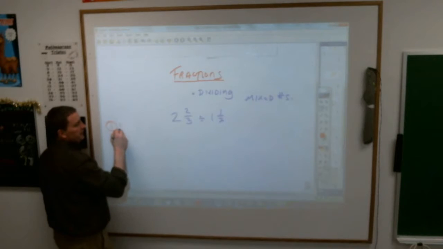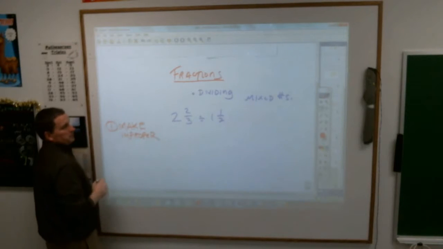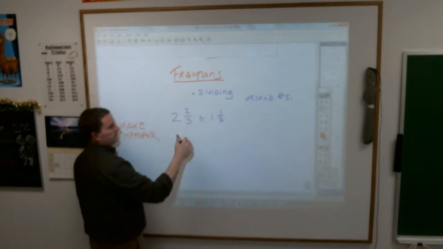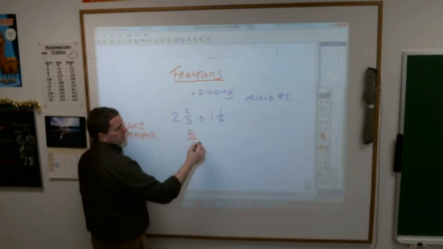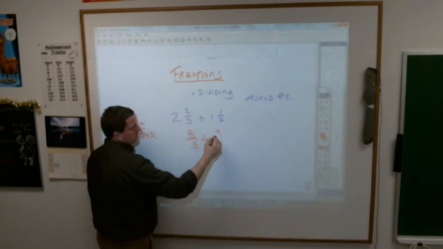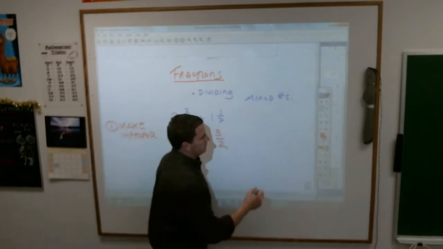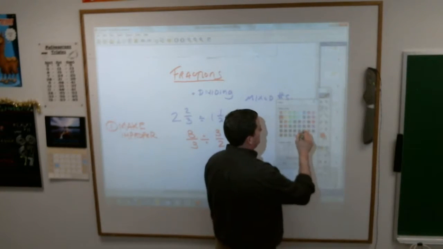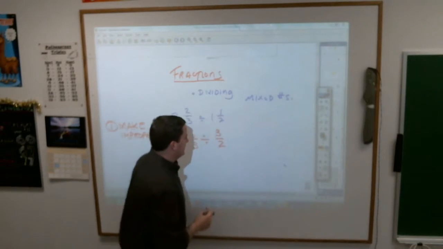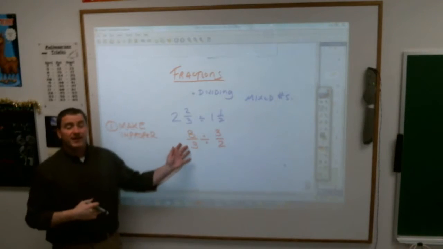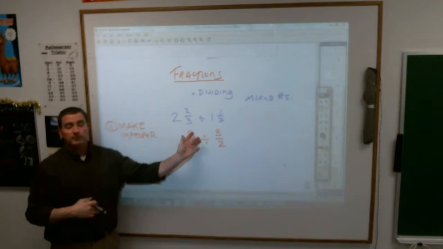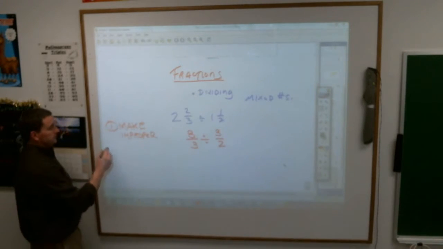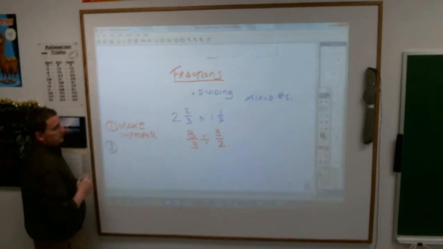The first thing you want to do is make them improper. Make improper. Which means you're going to get 2 times 3 plus 2 is 8/3 divided by 3/2. Does that help? Then guess what, children? This is now simply just dividing by fractions, and what's the rule to divide by a fraction? Ryan, you? Multiply the first number by the second number's reciprocal.